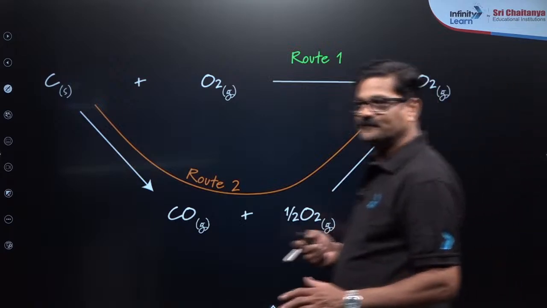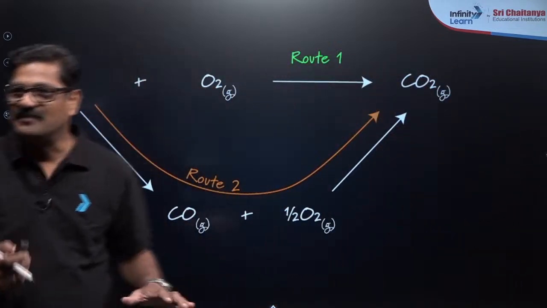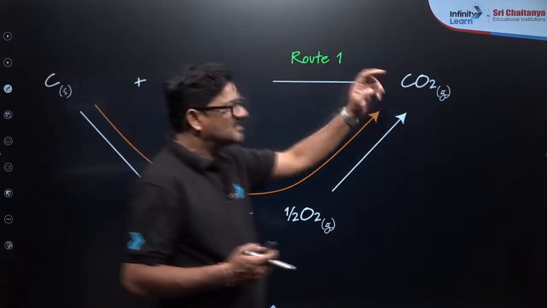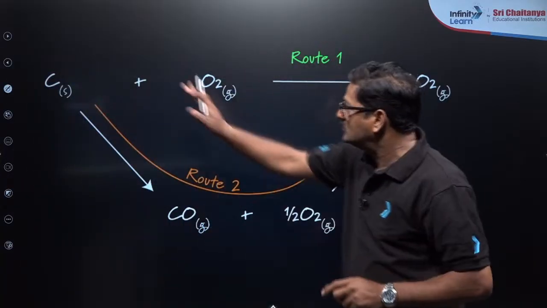Now let us see a simple example I just want to show you. Carbon plus oxygen gives rise to carbon dioxide. This is route 1. And I want to take this route 2.